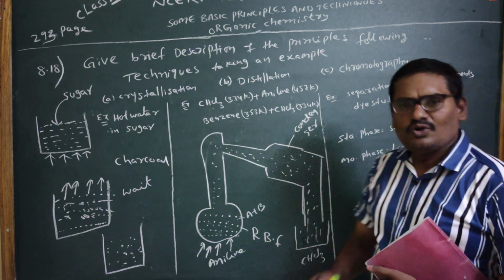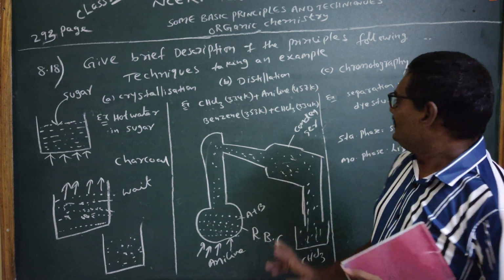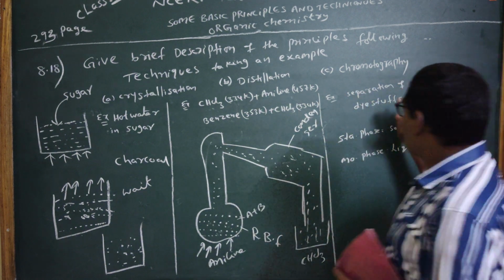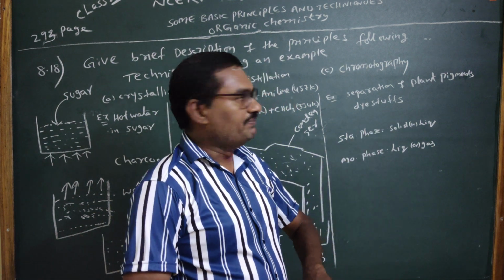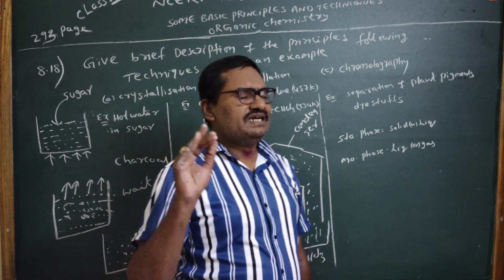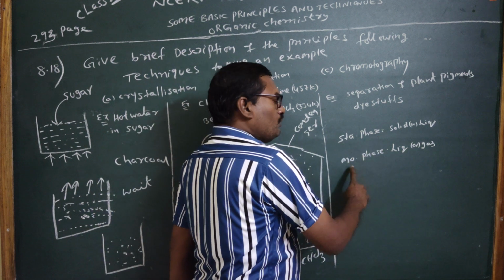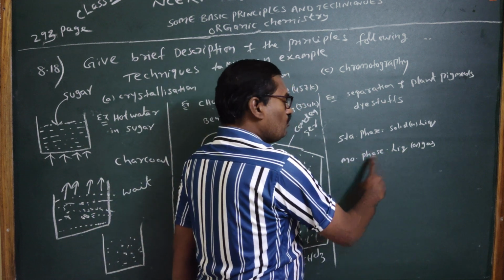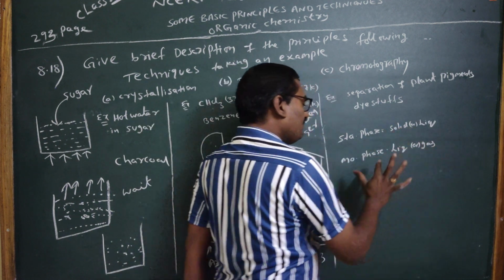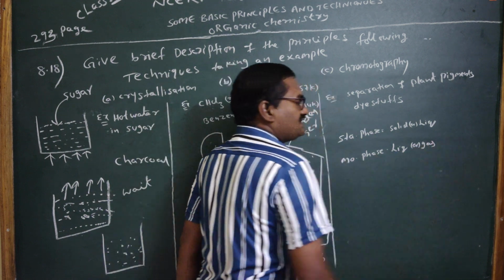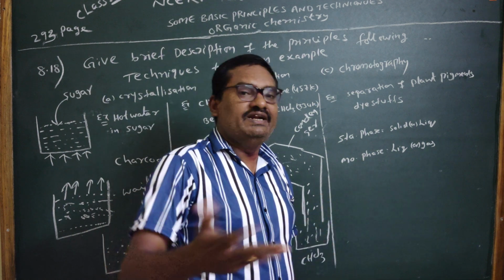Next, third one, chromatography. Chromatography is a very important, modern technique, for example, for separation of plant pigments and dyestuffs. Chromatography contains two phases: stationary phase and mobile phase. The stationary phase is solid or liquid. The mobile phase is liquid or gas.